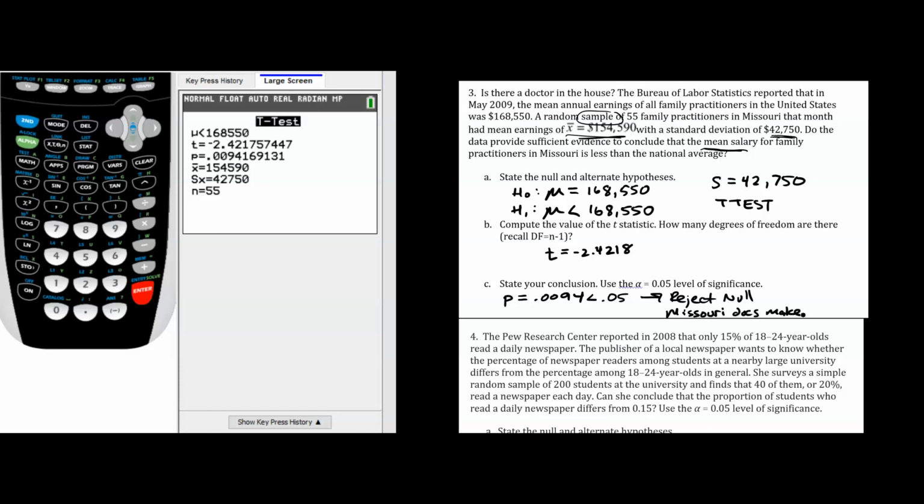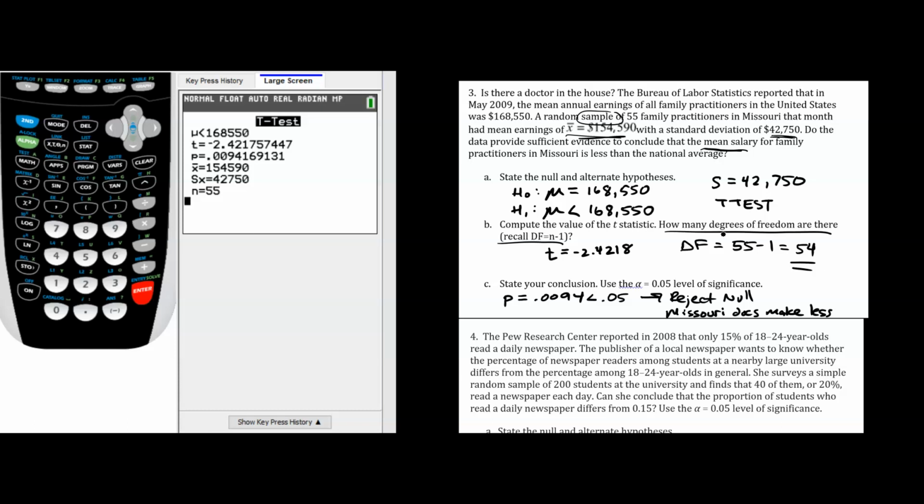Missouri docs make less. I realized as I was finishing this out, I forgot to mention how many degrees of freedom there were in this problem. And remember, when we talk about degrees of freedom, it's just a simple formula, and it's related to our sample size. So the number of degrees of freedom in our problem is our sample size, which was 55. So we're just going to say 55 minus 1. So we have 54 degrees of freedom.